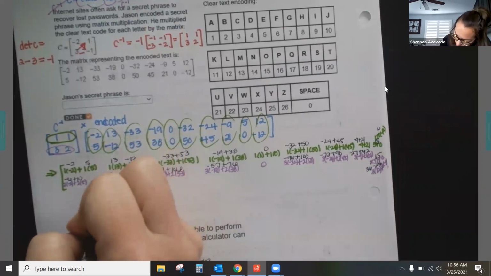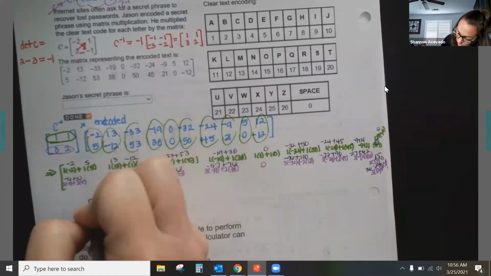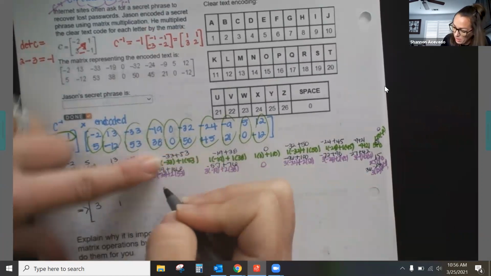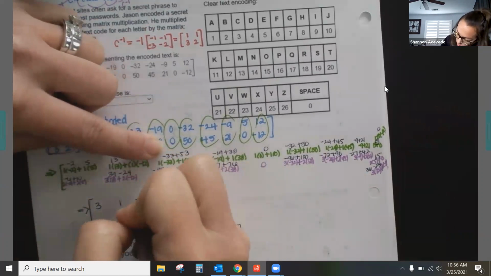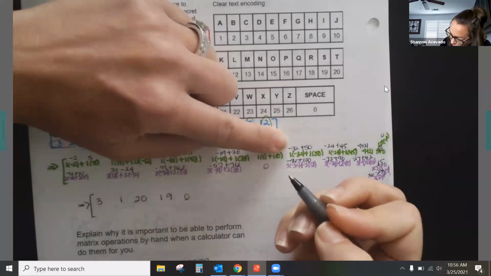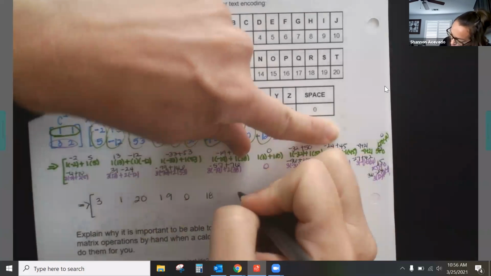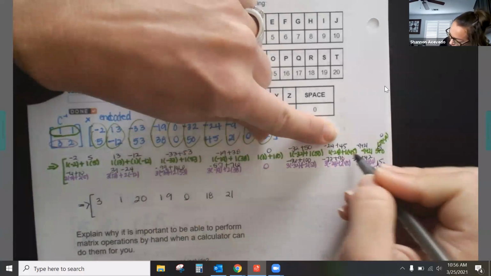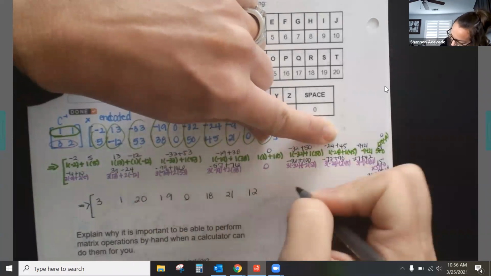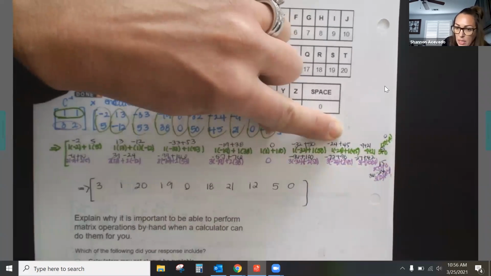So I end up now going to just simplify each of these. A 3, 1. This is going to give me 20, 19, 0. This is going to give me 18, 21, 12, 5, and 0. Oh, a lot to take in, right?